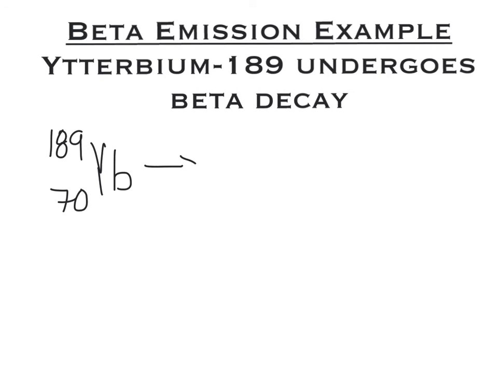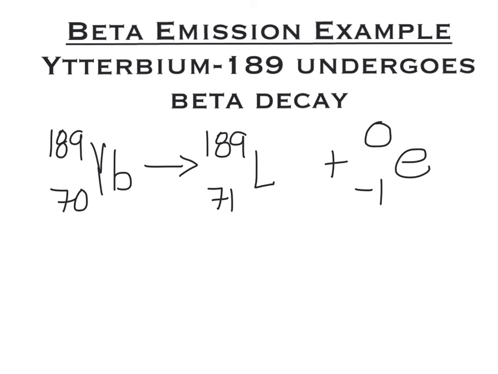So again, we undergo the beta decay. Beta means we're going to kick out an electron, with a -1 charge. Now remember, with beta decay, we increase the number of protons in the nucleus by 1, because we split a neutron. So we add 1 to the atomic number. The atomic mass will stay the same, so 71 gives us lutetium, which is Lu for the symbol, because its atomic number is 71.